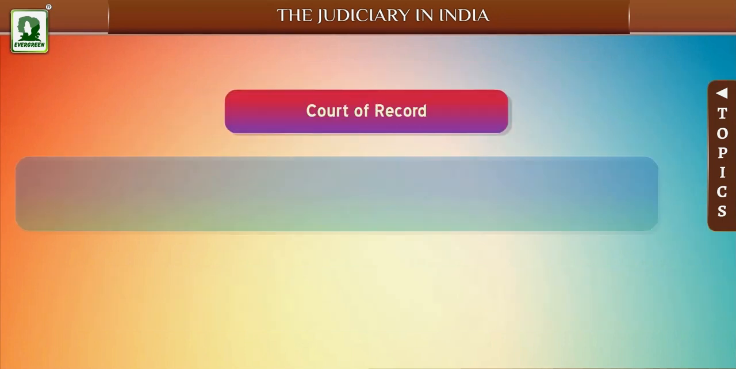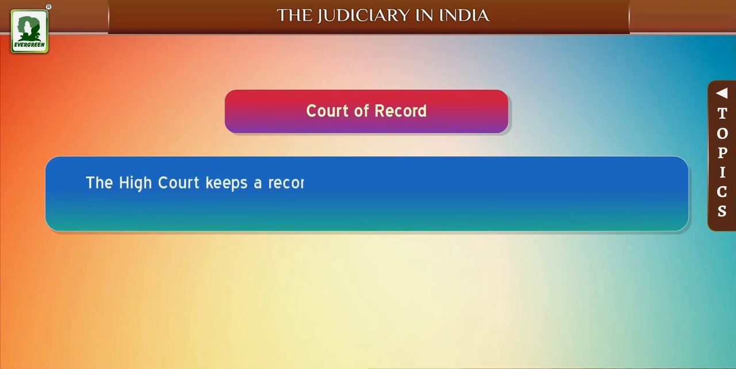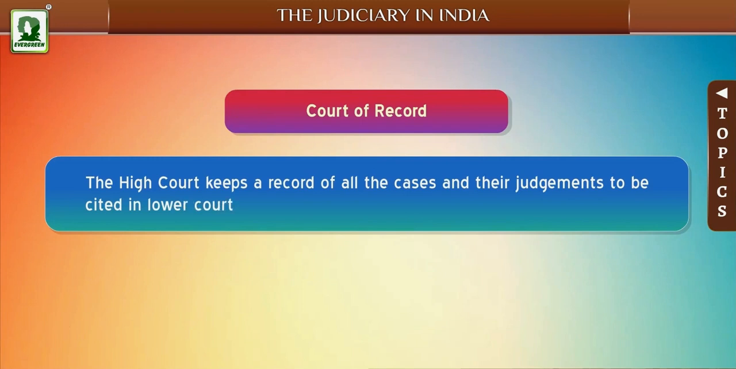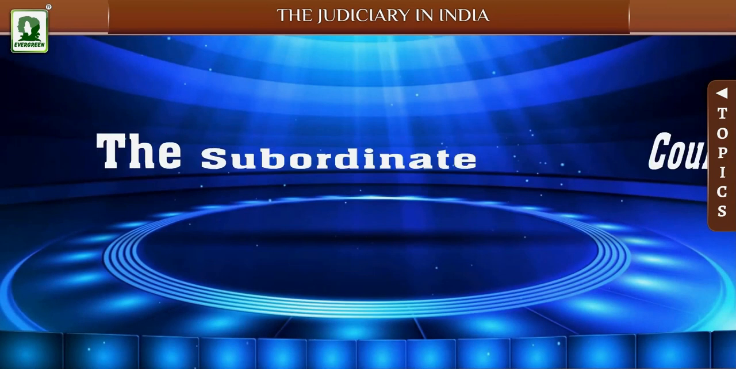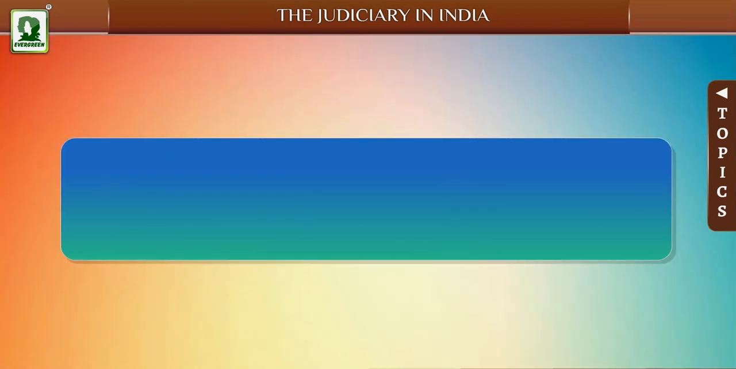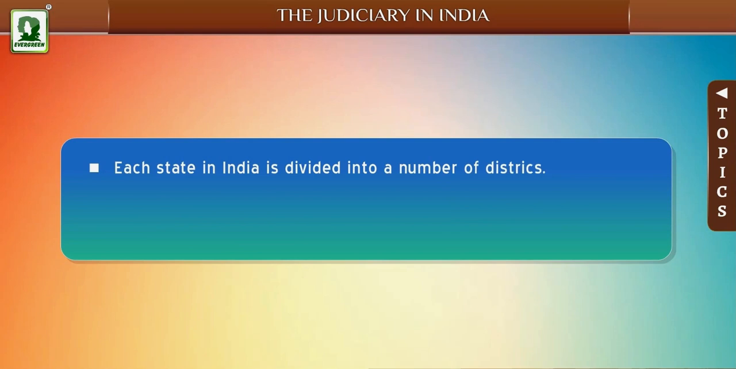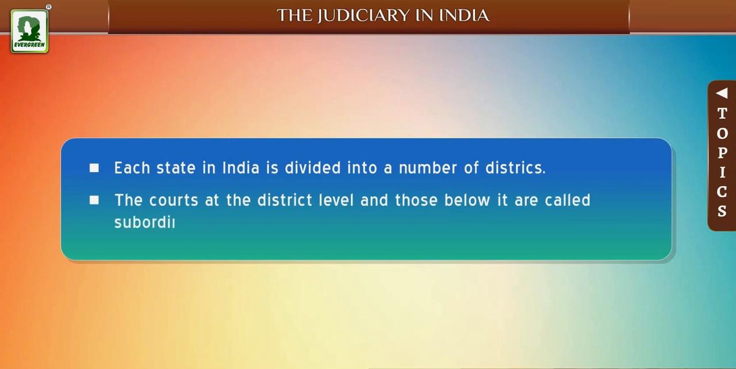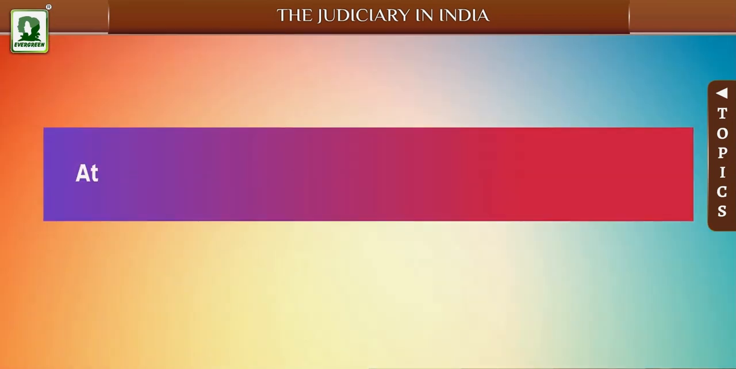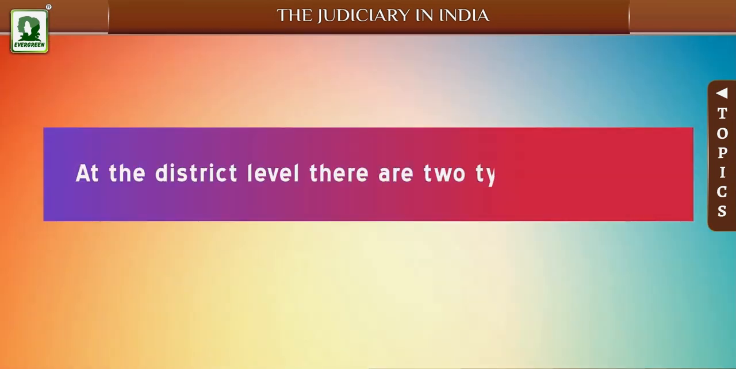Court of Record. The High Court keeps a record of all the cases and their judgments to be cited in lower courts as case law in various cases. The subordinate courts. Each state in India is divided into a number of districts. The courts at the district level and those below it are called subordinate courts. These courts hear both civil and criminal cases. At the district level, there are two types of courts.